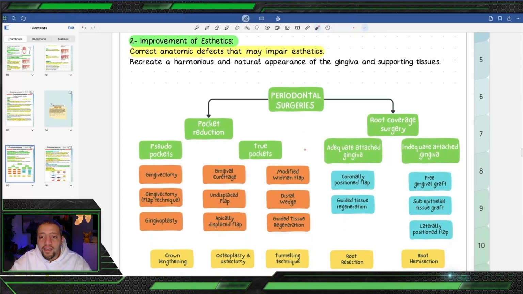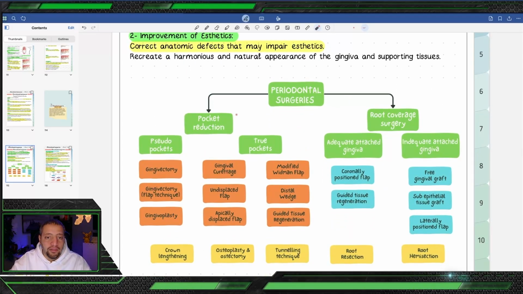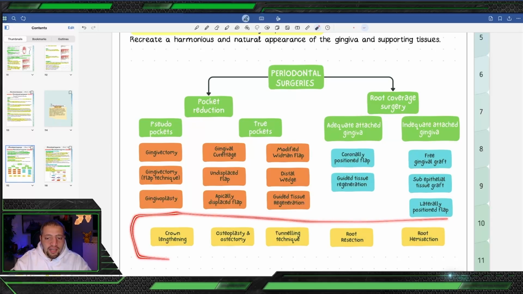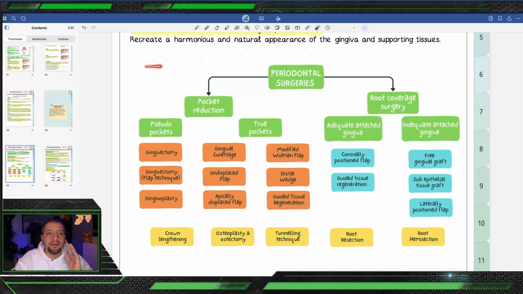And we can divide our perio surgery into three main categories: pocket reduction, root coverage surgery, and other category. This category might come here or there, or it's a different category, so I made it a separate one. So in pocket reduction, either we have a pocket, if you remember, we said the pocket is 5. If we have this 5 of probing depth, this does not mean we have bone loss. Maybe your patient is suffering from gingival hyperplasia because he's using phenytoin or having an ortho appliance. This we call a pseudo pocket.